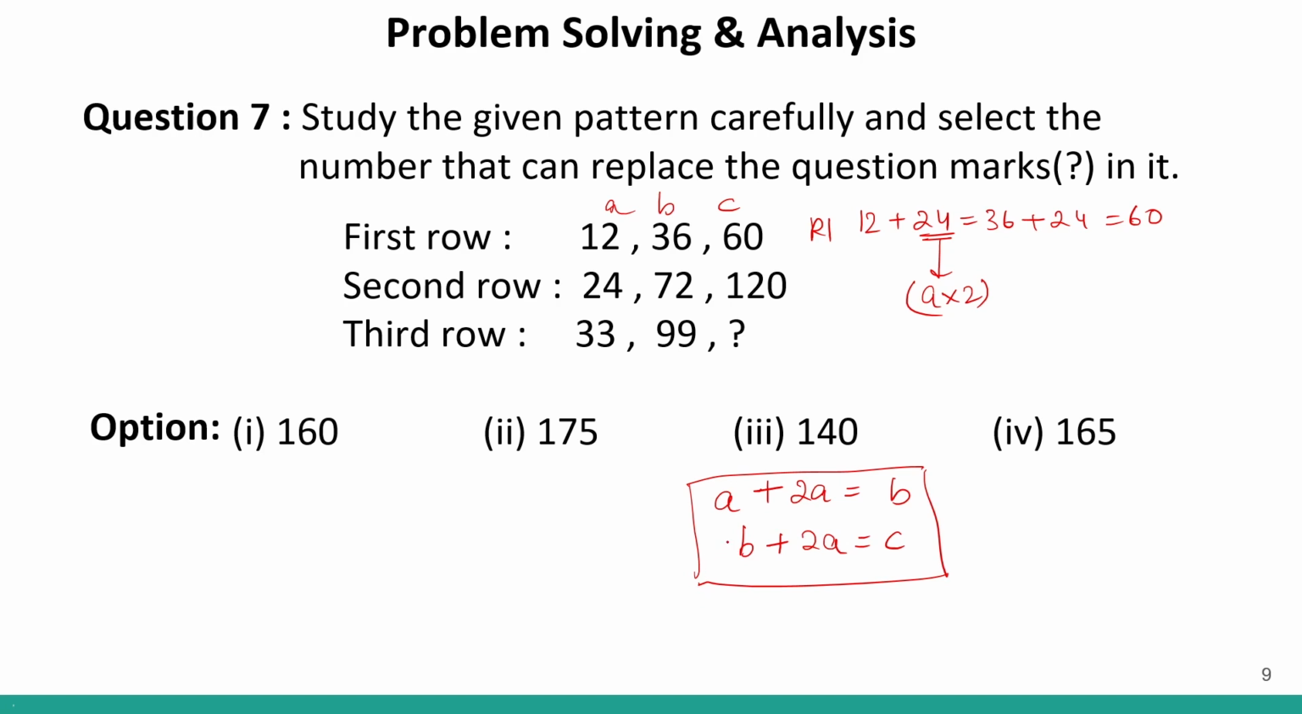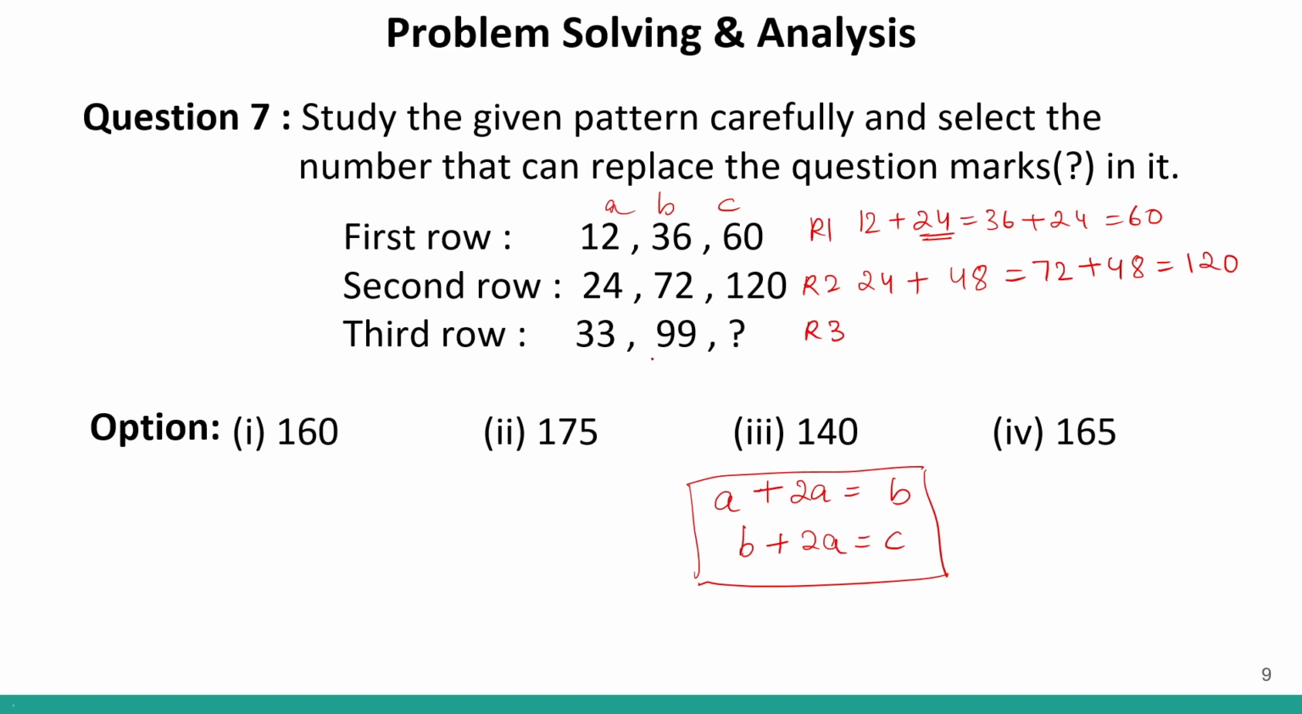Now let us check if this is true for row number 2 as well. 24 into 2 will be 48. 24 plus 48 will give me 72, correct? And 72 plus 48 will give me 120. So for row 2 also this is correct. A plus 2A gives me B and B plus 2A gives me C. Okay. So now let us check for row 3.